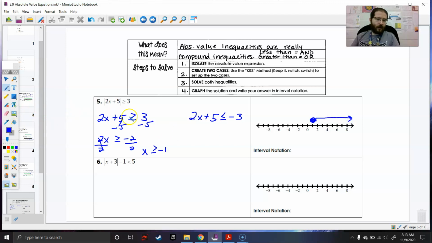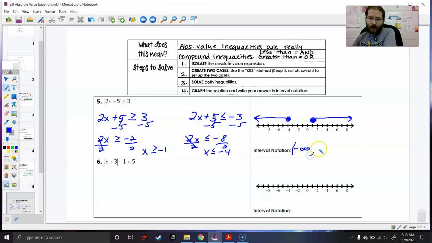Boom. All right. I know that this one's going a little bit longer. We only have these two examples. All right. So subtract 5, subtract 5. 2x less than or equal to negative 8. Divide by 2. X is going to be less than or equal to negative 4. So we find negative 4, and then we go less than. Negative infinity, comma, negative 4, bracket, bracket, negative 1, comma, infinity.